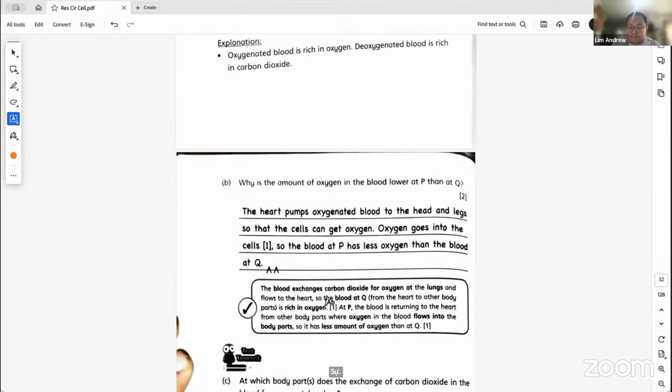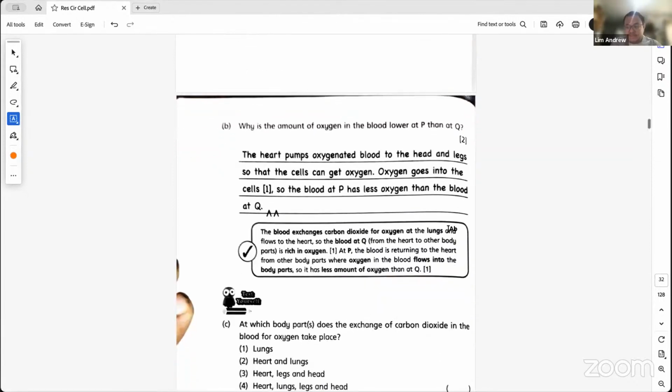That is 1 mark. And at P, the blood is returning to the heart from all parts of the body, where oxygen in the blood flows into the body part. So it has less amount of oxygen than Q. So notice that for a 2-mark question, you have to write so long. You can actually shorten it, provided you have the keywords in place.